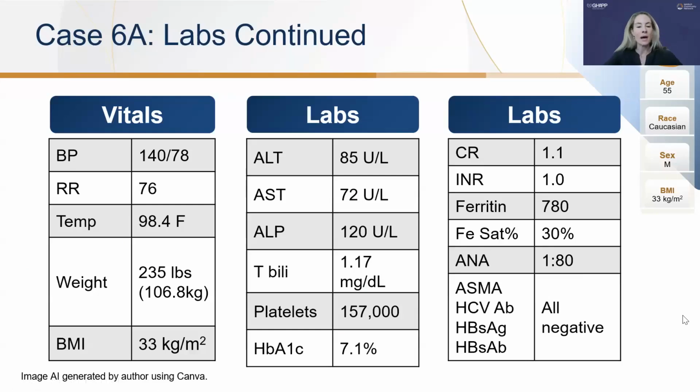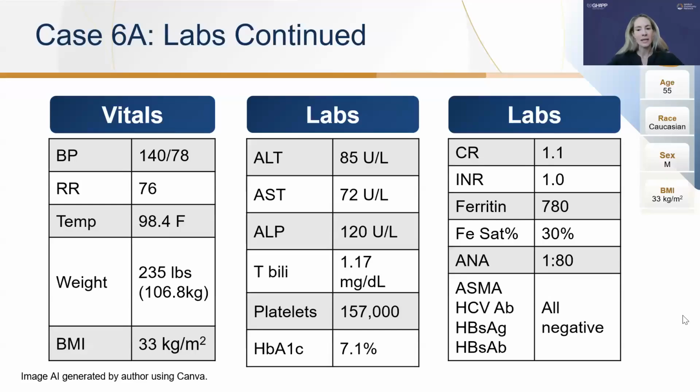There we go. Okay. Hemoglobin A1C is elevated at 7.1, consistent with type 2 diabetes. Creatinine is still in normal range. INR is in normal range, so his synthetic function is still normal. We don't have an albumin here, but I'm going to assume for our purposes that it's normal.